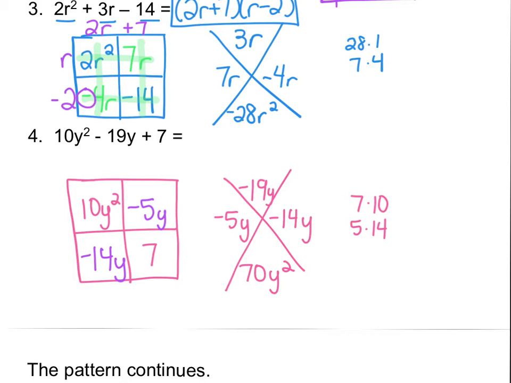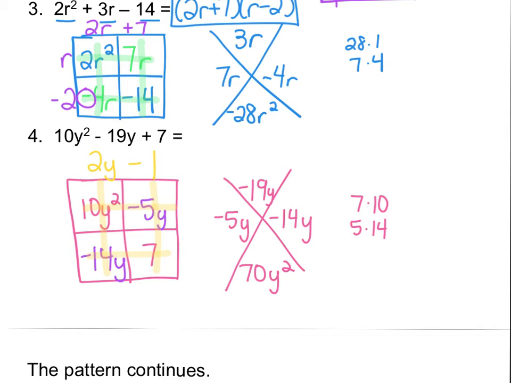So then again, I will column factor. 10y squared and negative 14y have a 2y in common. Negative 5y, I'm going to bring that negative. All they have in common is a 1.